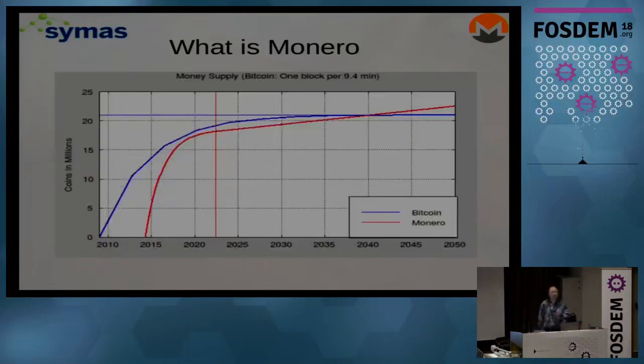This graph just shows you the coin emission curve and the total number of coins that will ever exist. So you can see that the blue line for Bitcoin eventually flattens out. No new coins ever get created. And the Monero curve actually continues. And the quantity of Monero versus Bitcoin will cross over in around the year 2040.